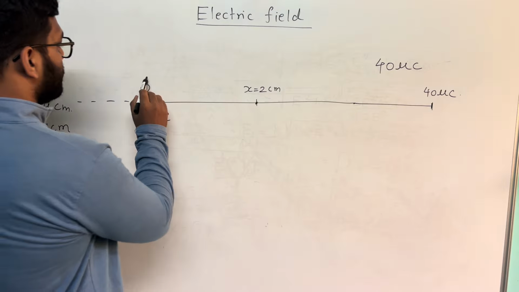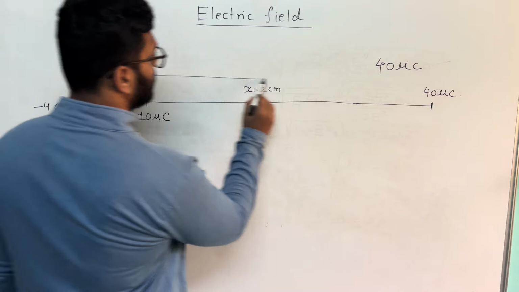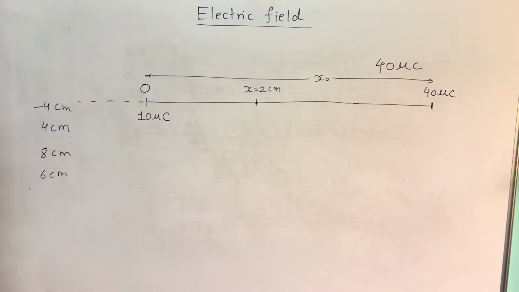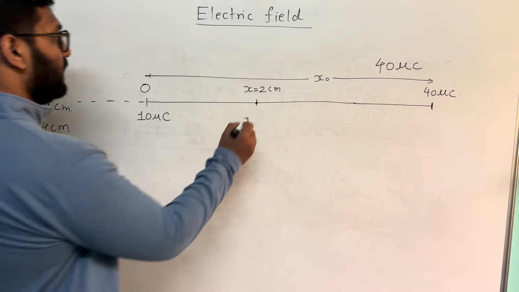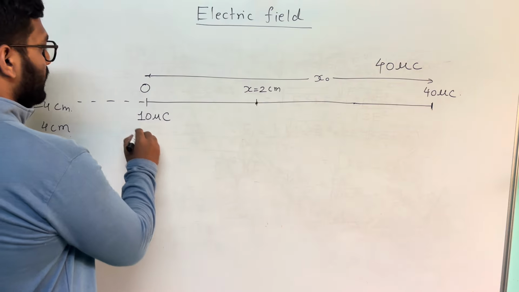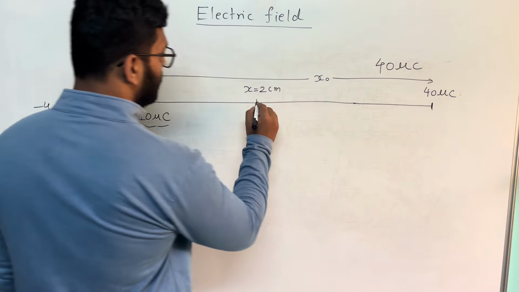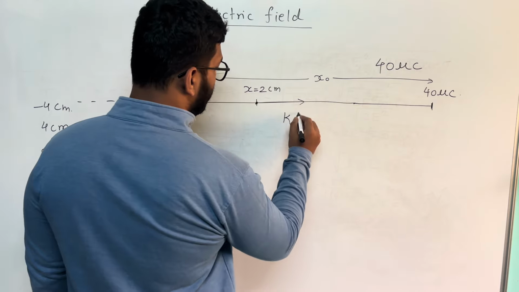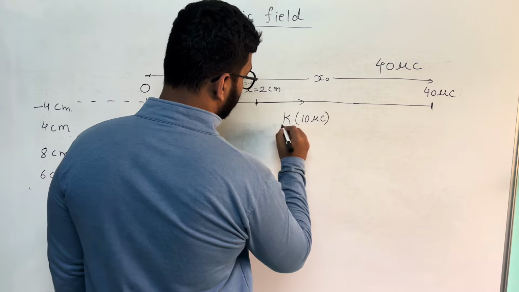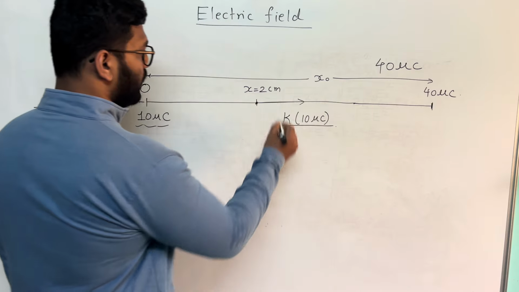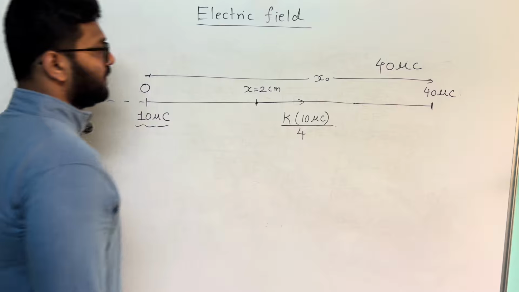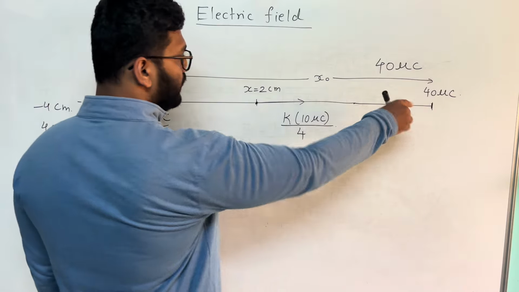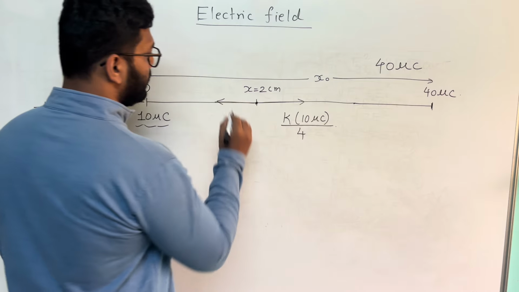So let me call this coordinate at which I am putting this as x0. We have to find out this value of x0 such that the electric field at this point is 0. Now the electric field due to the 10 microcoulomb charge will be in this direction, right? What will be the value of that? It will be k into 10 microcoulomb by r square. So I will work in the centimeter only, right? k into 10 microcoulomb by 4. And due to the 40 microcoulomb charge, it will be in this direction.